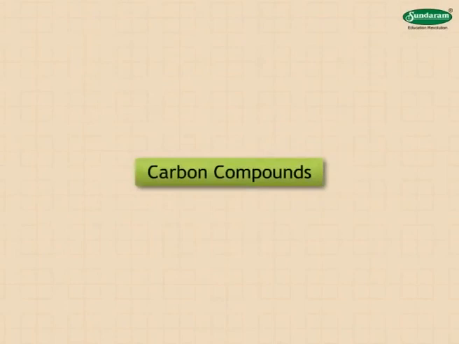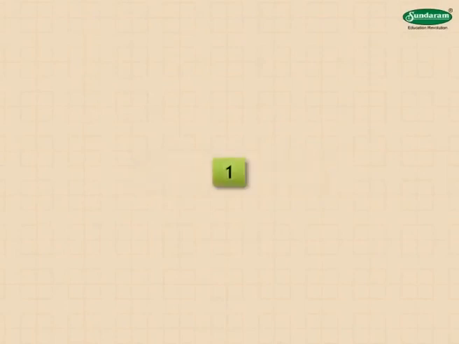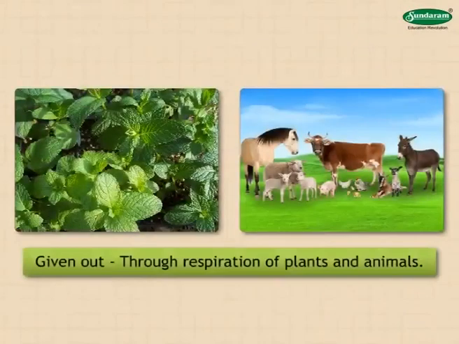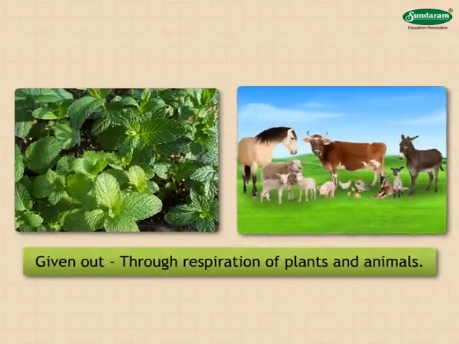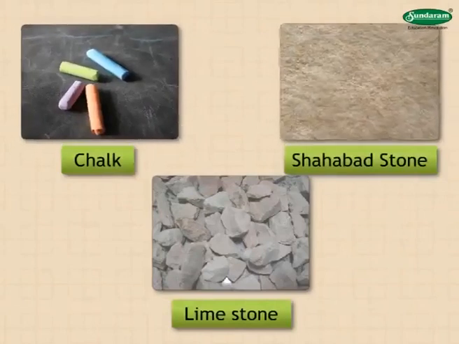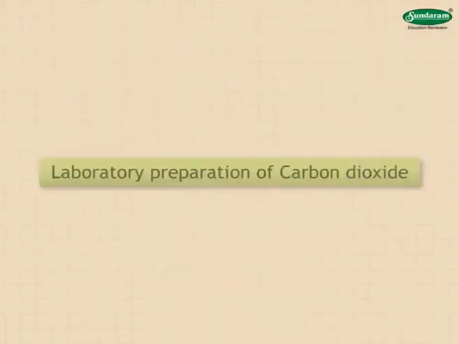Now, let us start with carbon compounds. 1. Carbon dioxide. It is found in free state in air. It is given out into the air through respiration of plants and animals. It is found in chalk, Shahabad stone and limestone in compound form.